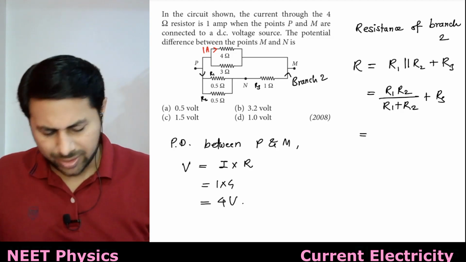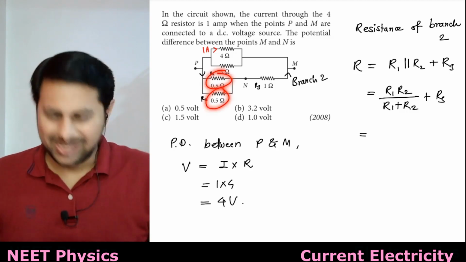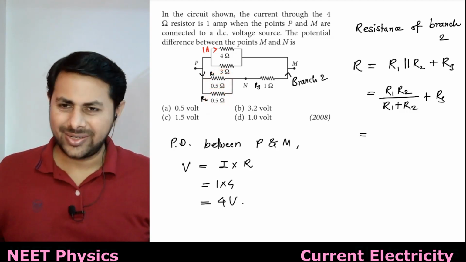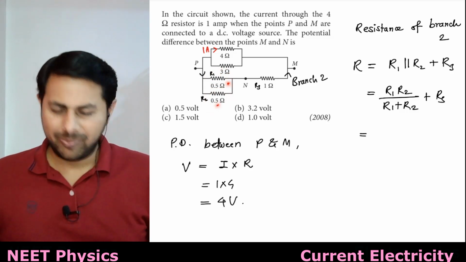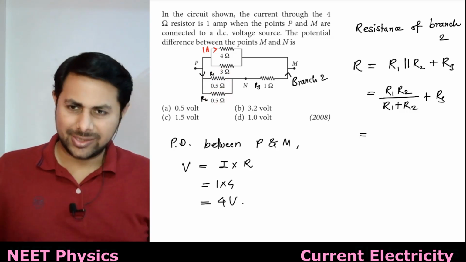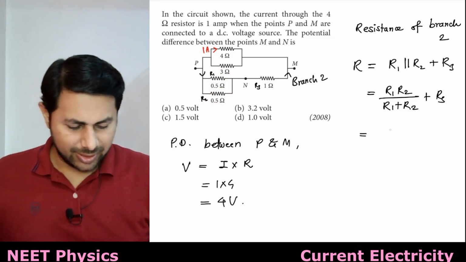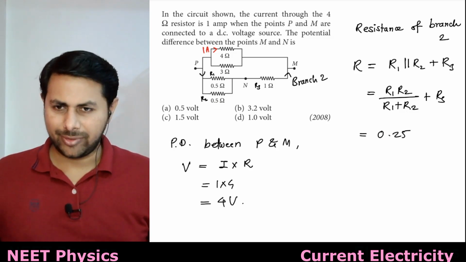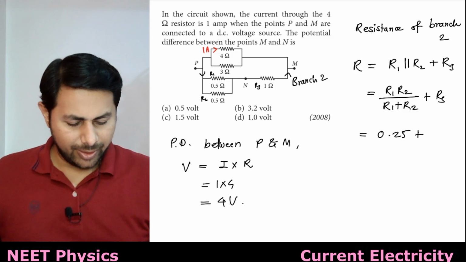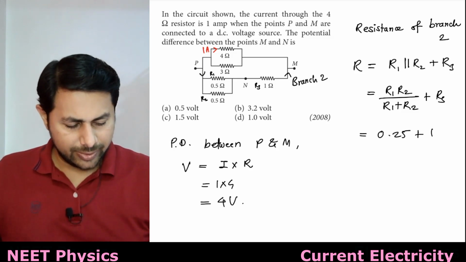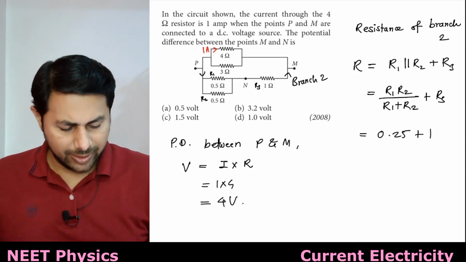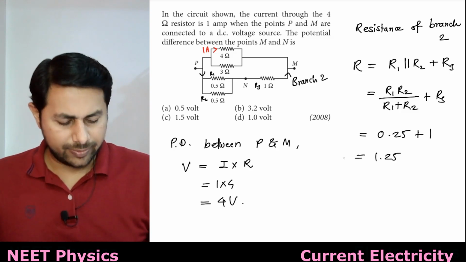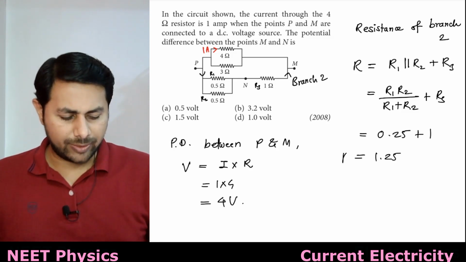Oh, no need to do all that. These two are identical, right? So therefore it's 0.5 and 0.5 means the resistance of parallel combination will be 0.25. It is just half of that. Plus you have 1 ohm. R3 is 1. So this is 1.25. R is equal to 1.25.